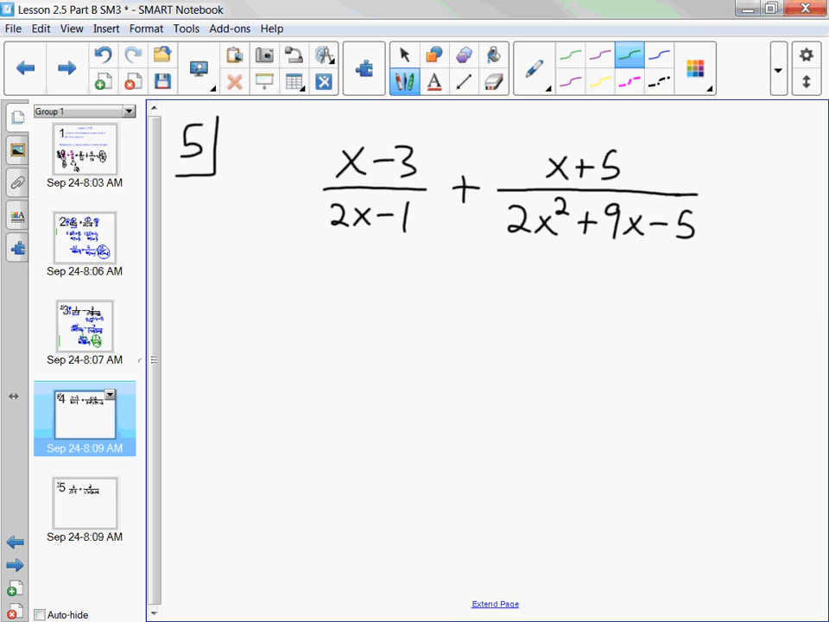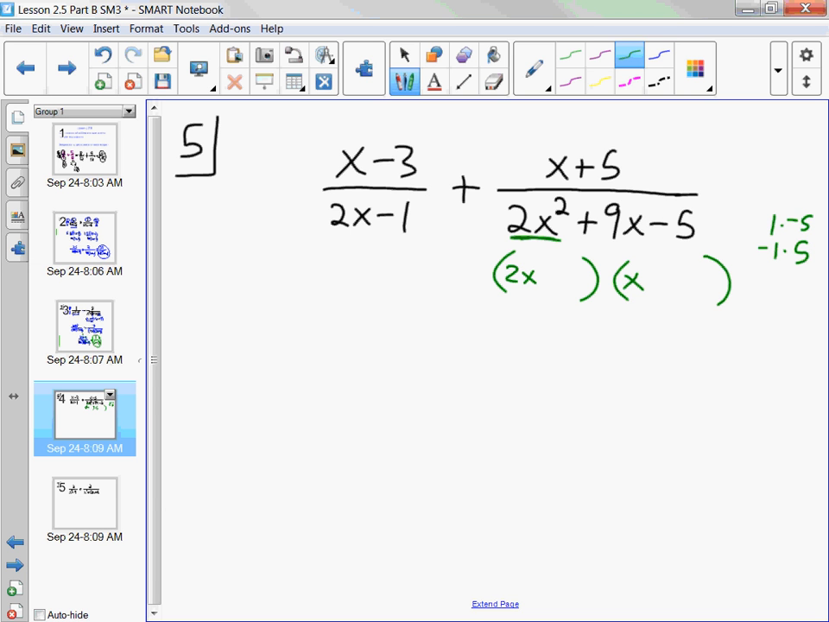Okay, problem number 5. We have 2x minus 1 as one numerator, so we need to factor the other denominator. I know that to get 2x squared, I'm going to have to multiply 2x times x, so that's the first term in each binomial. And to get negative 5, I know I can go 1 times negative 5, or negative 1 times 5.